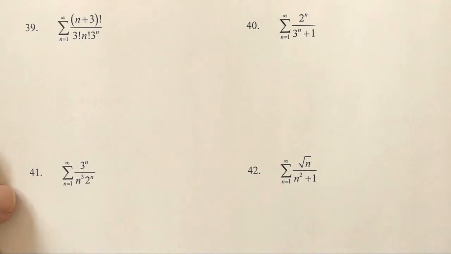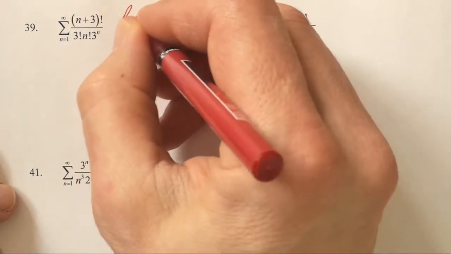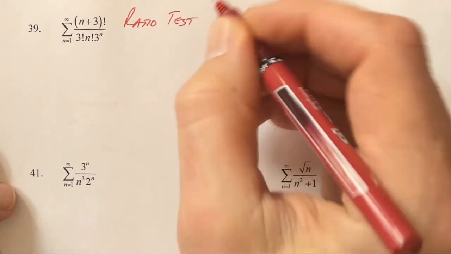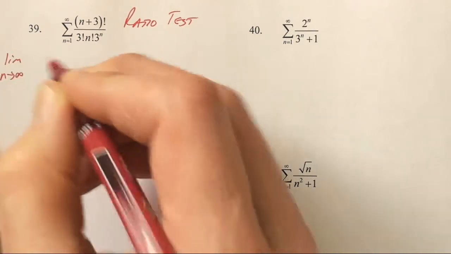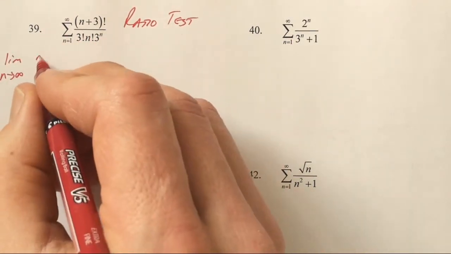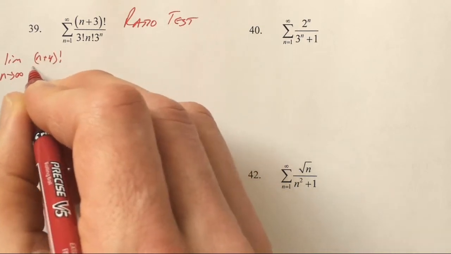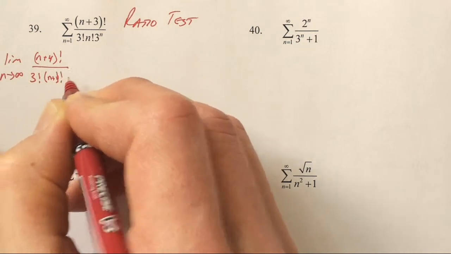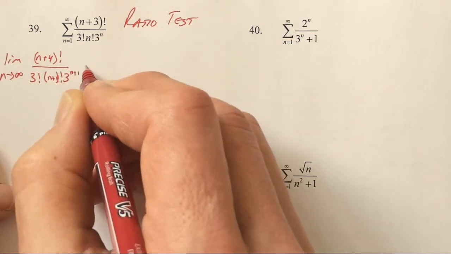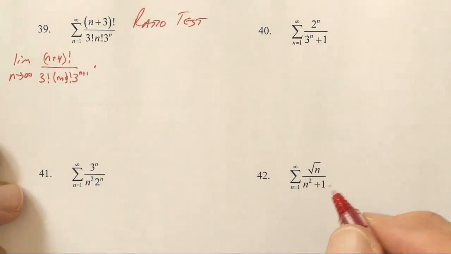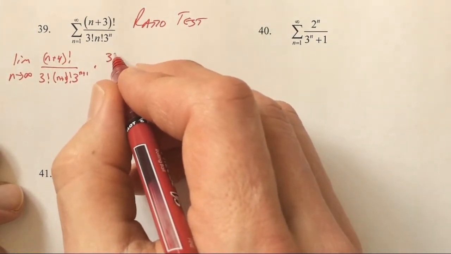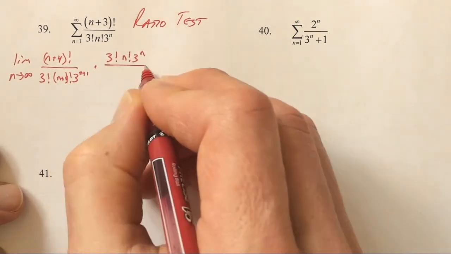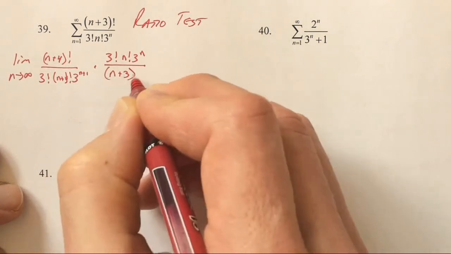Number 39 is another situation where we want to use the ratio test because of the factorial and the exponential terms. Right? So when we take the limit as n approaches infinity, our n plus 1th term will be (n plus 4) factorial over 3 factorial times (n plus 1) factorial times 3 to the n plus 1. We're going to divide that by the nth term, which is the same thing as multiplying by its reciprocal, 3 factorial times n factorial times 3 to the n, all over (n plus 3) factorial.